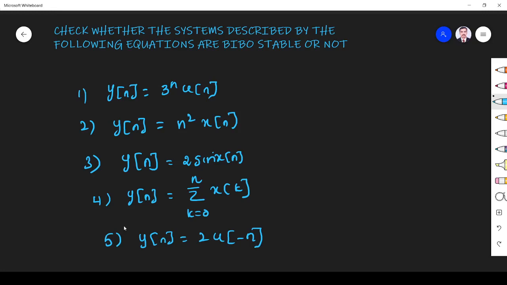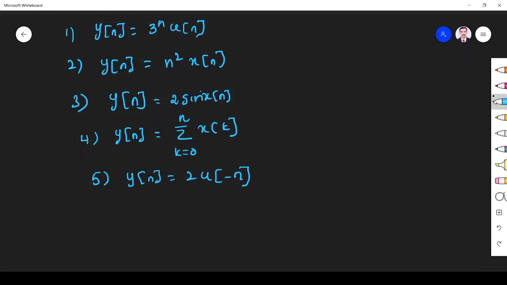So here they have given input-output relations. We have to check whether the given systems are stable or unstable. It is very easy, we will solve that. The problem 1 is y of n is equal to 3 power n u of n, right?